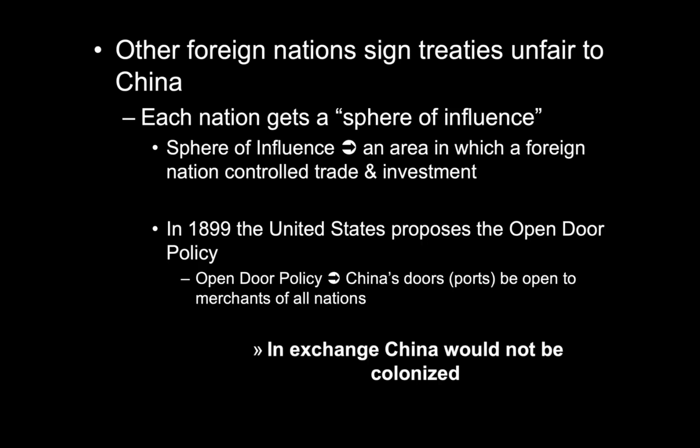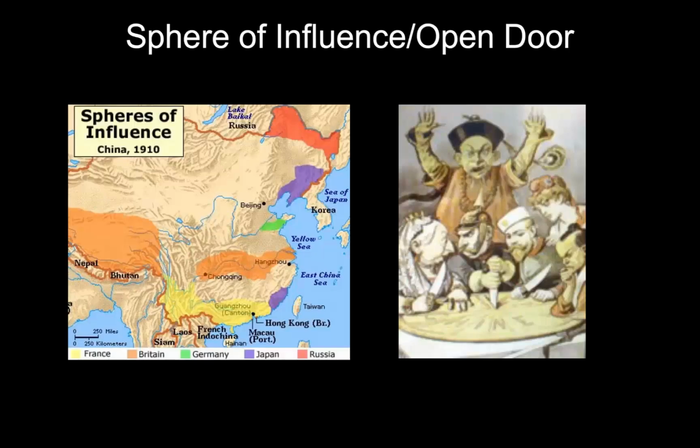So why does China agree to this? They don't really have a choice. The Chinese military is not even close to being a match for one, if not all of these countries. And China was able to keep from being colonized like Africa was because they did this. So you got your spheres of influence. This is what that looks like. Different nations that move in: France, Britain, Germany, Japan, and Russia. Eventually you'll see America in there as well.